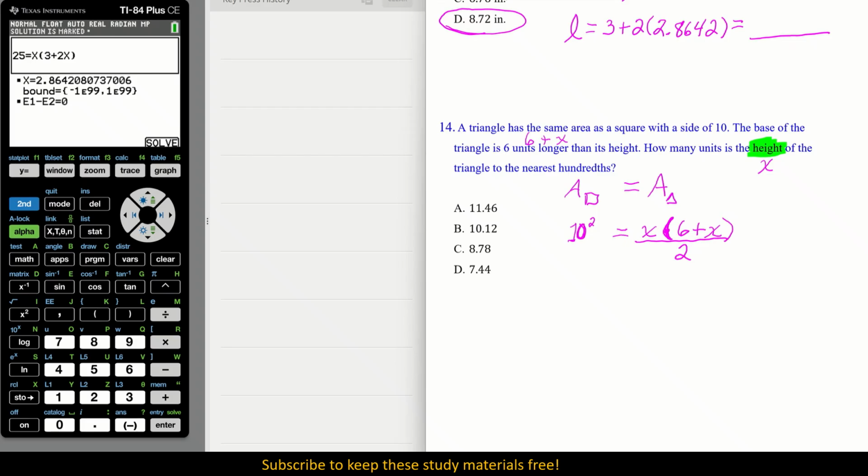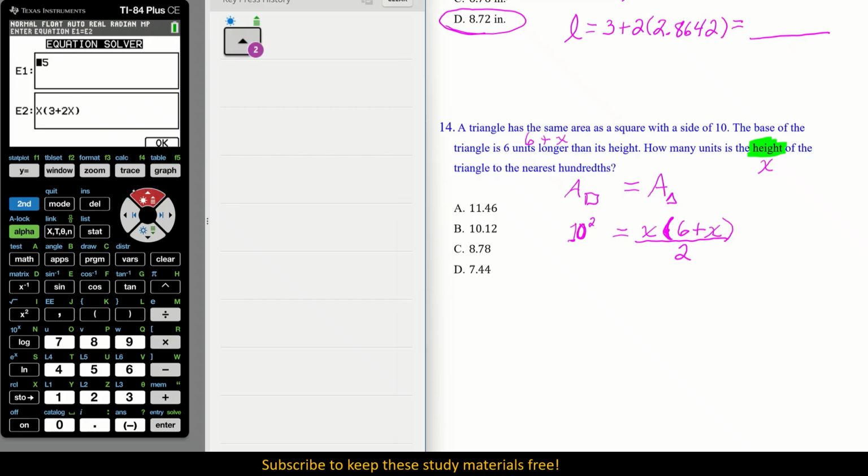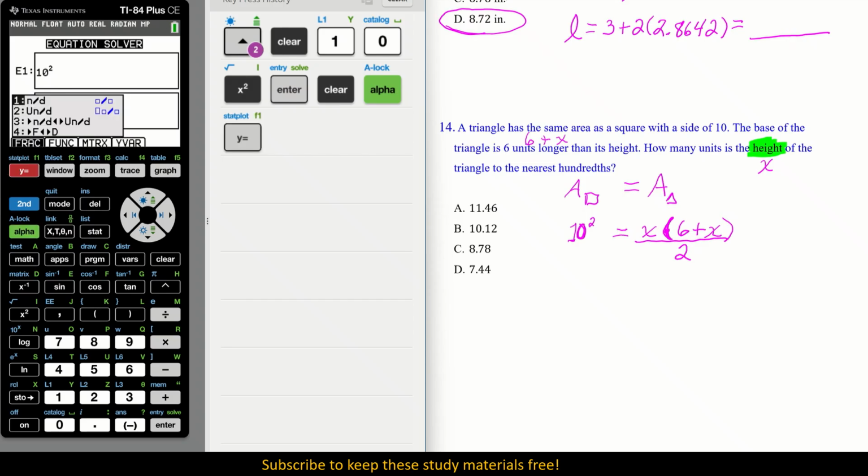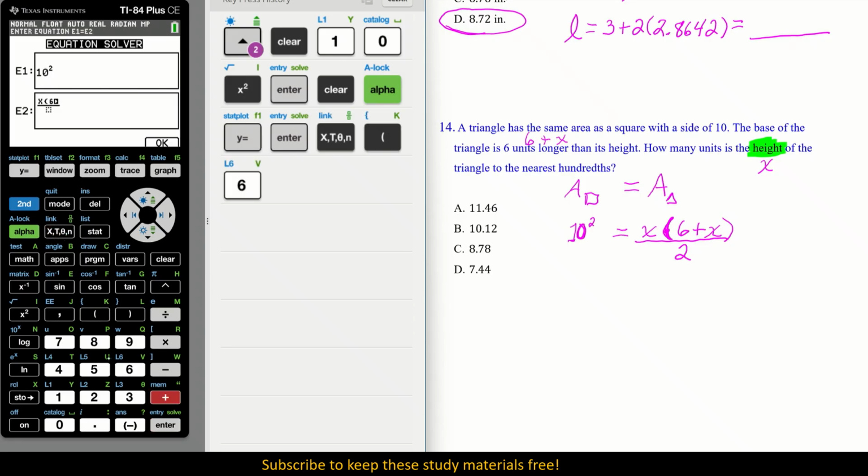Now I want to show you a little trick. I have been going second mode on the solver. Guys, you can just go, see how I arrowed up? You can just keep arrowing up. Okay, so clear that out, and we have 10 squared. Now I want to clear out the next one and set up a fraction as I have it. Okay, I need number 1. Now, what do I have in the numerator? That is x parentheses, and I have 6 plus x. Close my parentheses, arrow down, pop in my 2. Double check that I plugged in the right things.